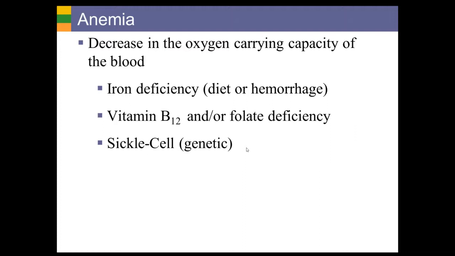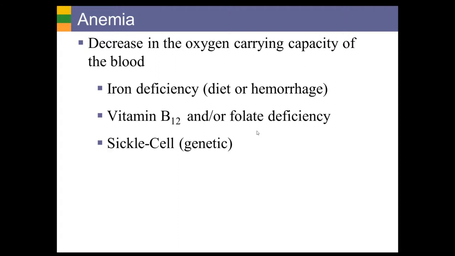Mitosis and cytokinesis require replication of that DNA. That requires vitamin B12 and folate. If either one of those is deficient, then there's going to be a decrease in normal replication of that DNA. That's going to lead to a decrease in the production of red blood cells, which is going to lead to a drop in your hematocrit and a decrease in the amount of oxygen that the blood can carry.